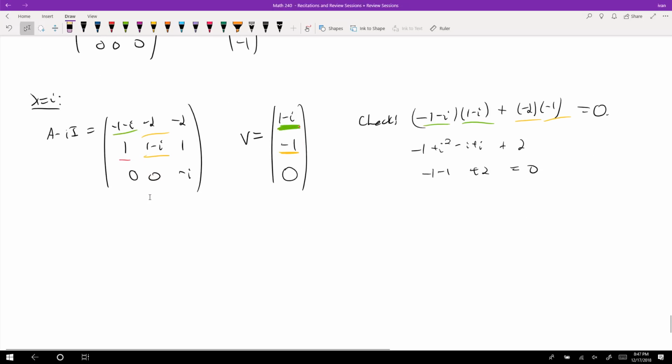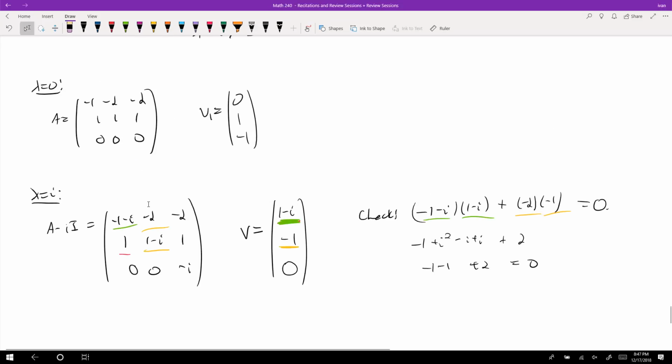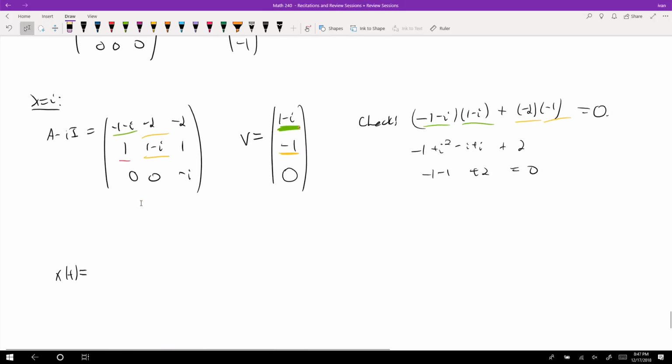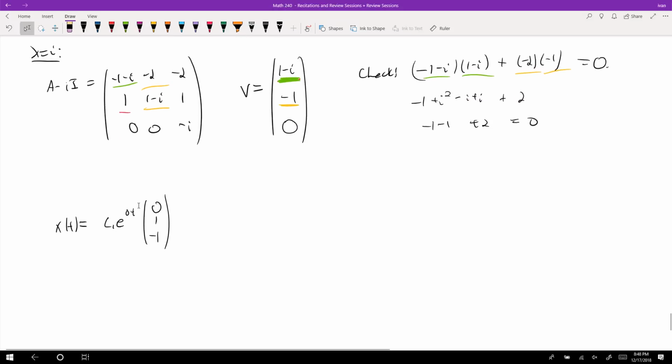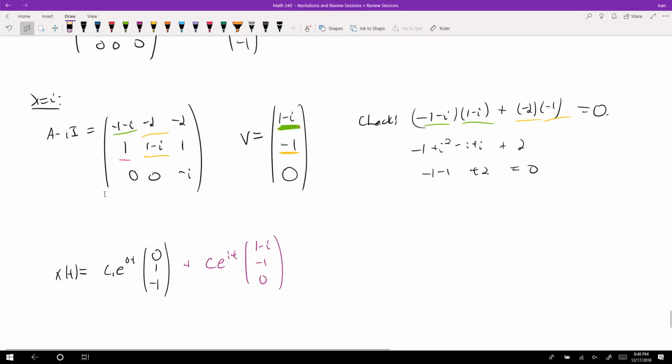All right, so what do you do now? Well, we can begin writing the general solution, x of t. What's the first thing you can write? Well, we can write out this lambda equals 0 case. So you get c1 e to the 0t times 0, 1, negative 1. That's going to be there. But now I have to deal with this whole thing with lambda equals i and that complex valued eigenvalue. So temporarily, you get some constant times e to the it times 1 minus i, negative 1, 0, and we need to figure out what the heck this is.